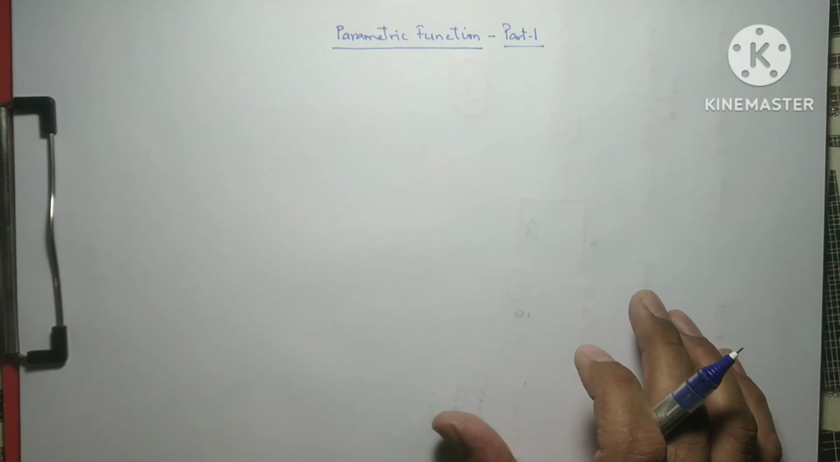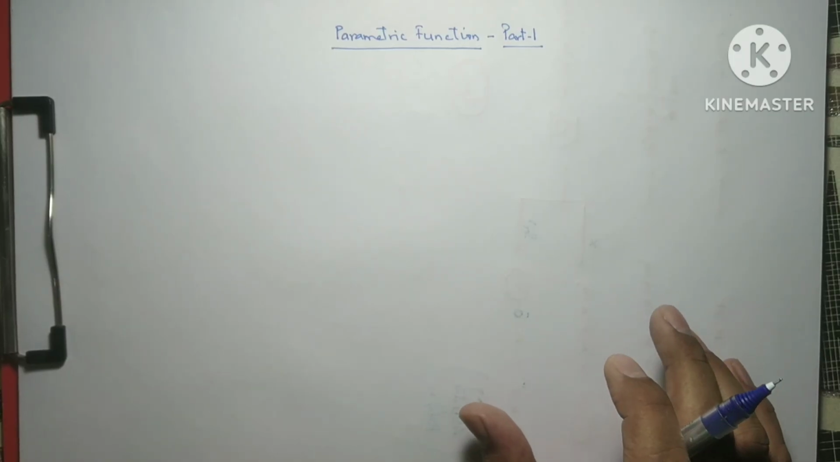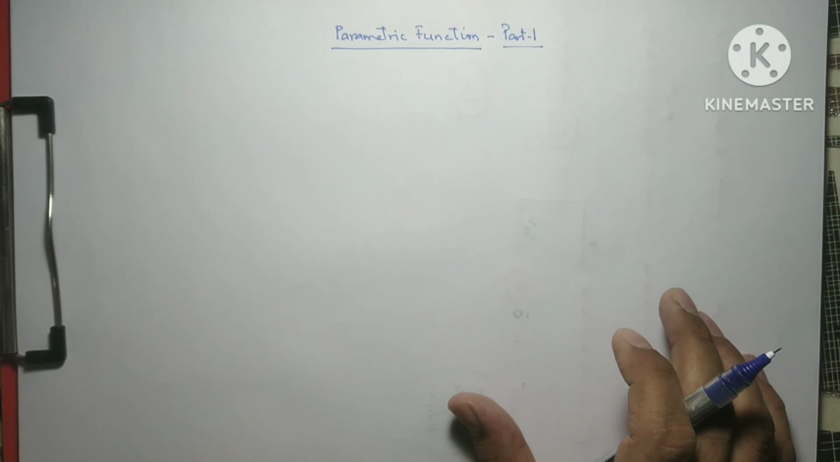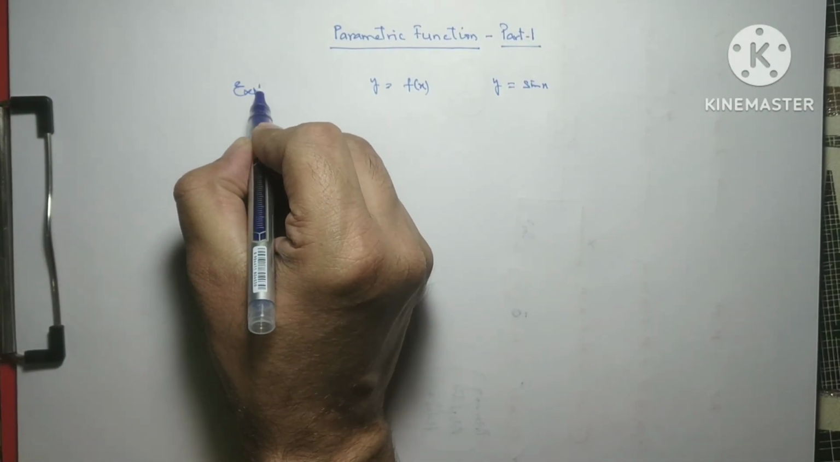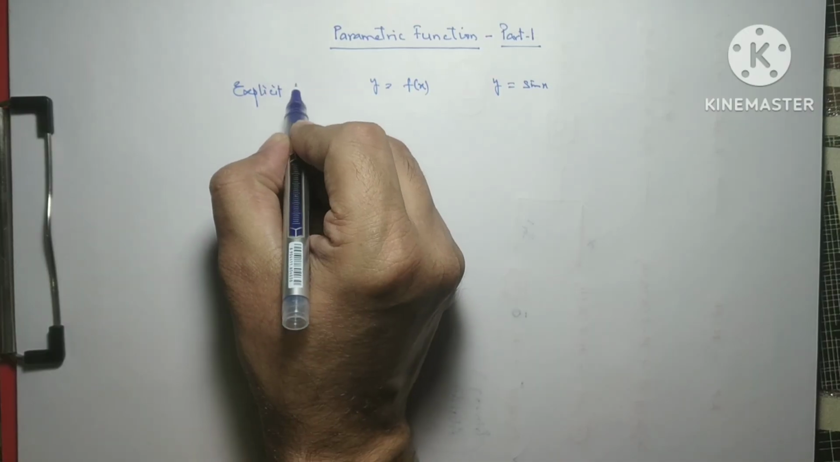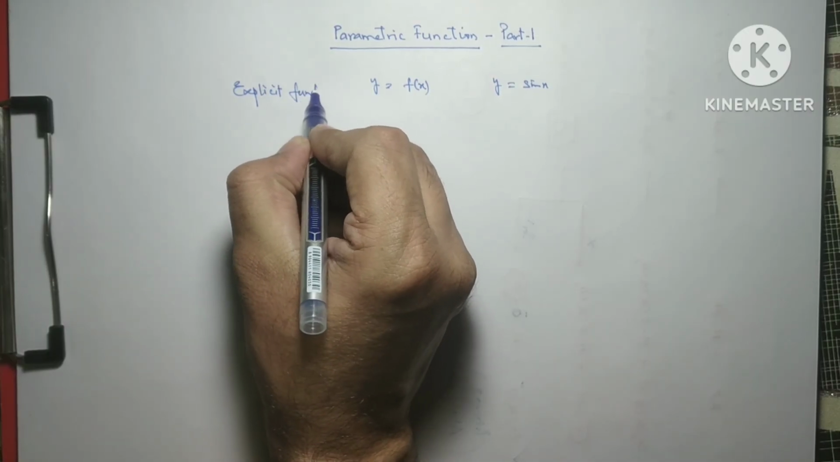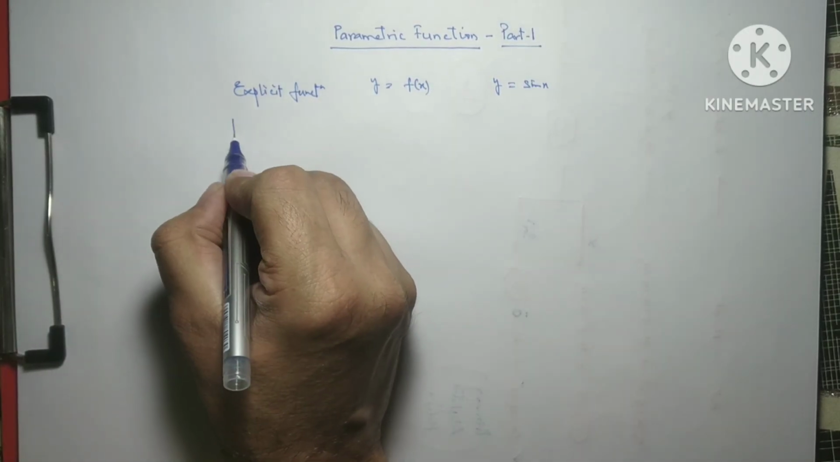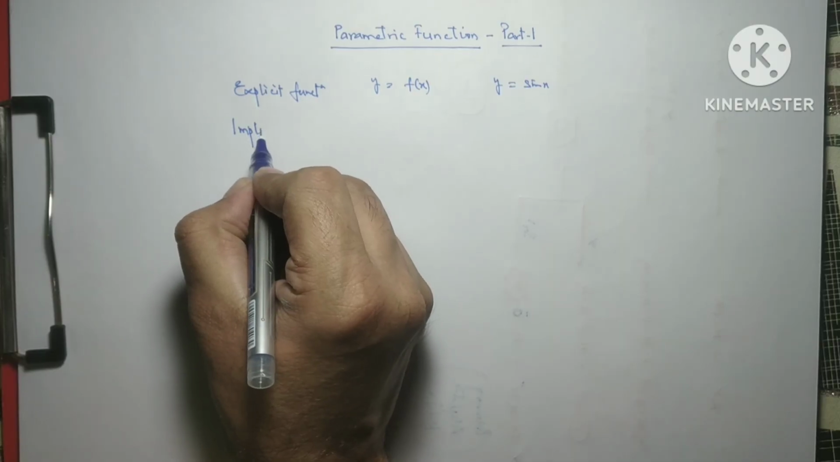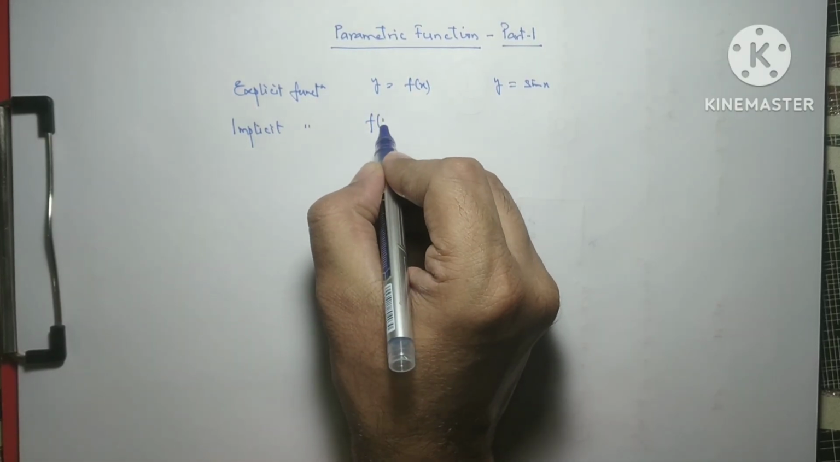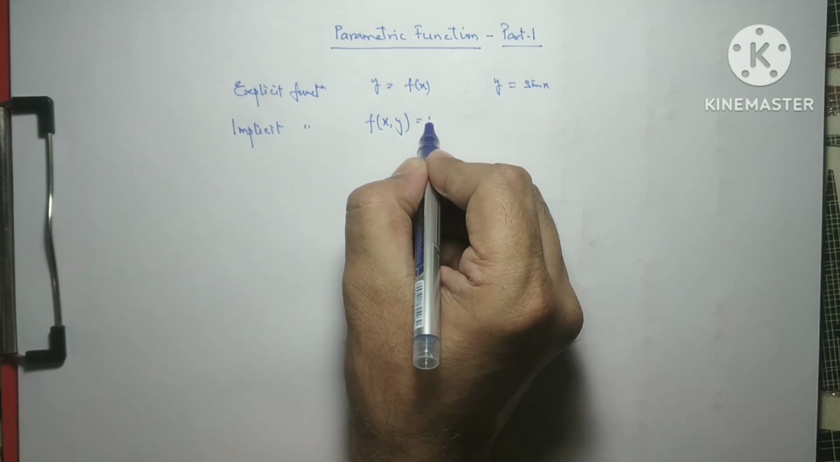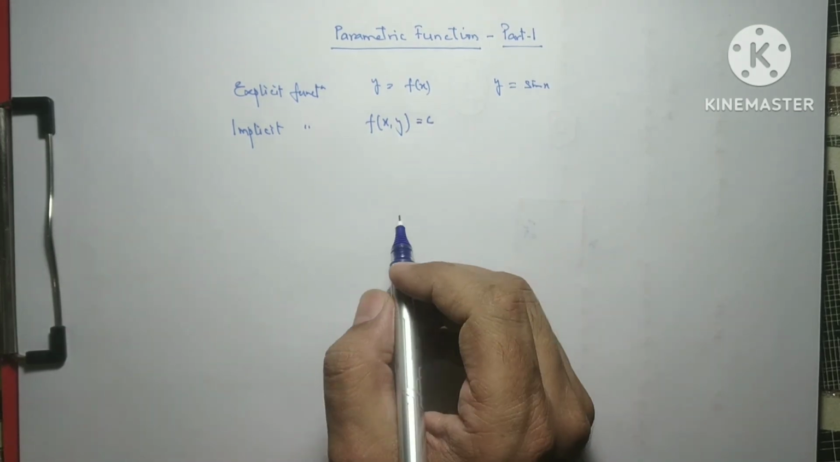The first part is the parametric function. So the first question is, what is a parametric function? This is the explicit function. And what are implicit functions? That is f(x, y) equals c, a constant.